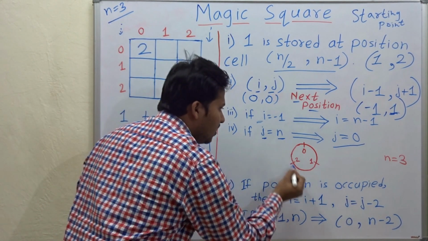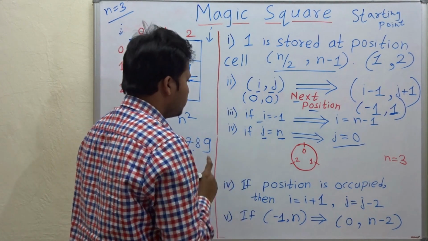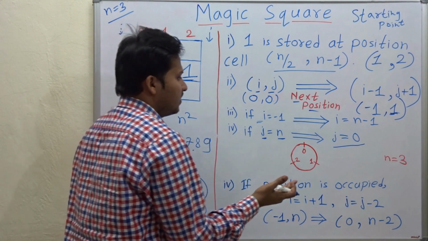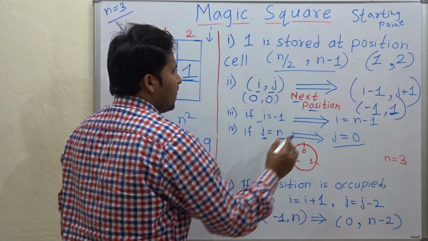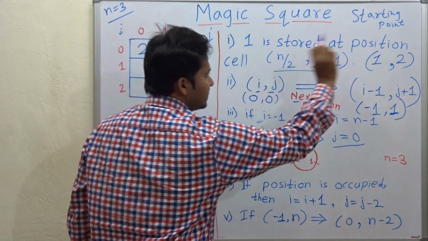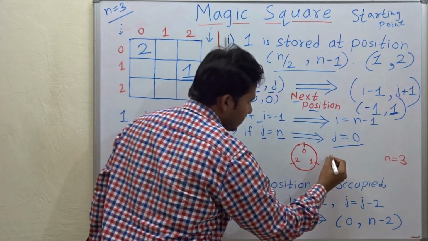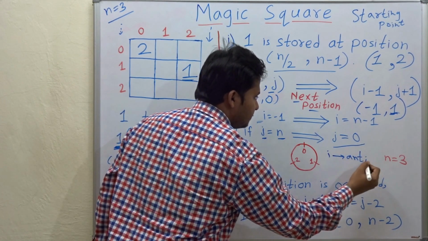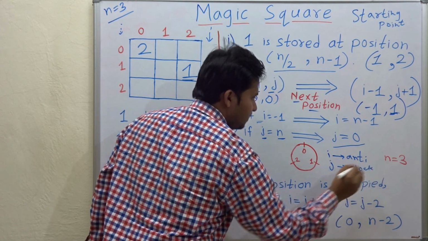Now I will tell you exactly what we are doing. This is the circle which makes it very simple to find out the next position. If any position goes out of order, then you just have to look at this circle. As i is decrementing for the next position and j is incrementing, you know that i is going in the anti-clockwise direction and j is going in the clockwise direction.